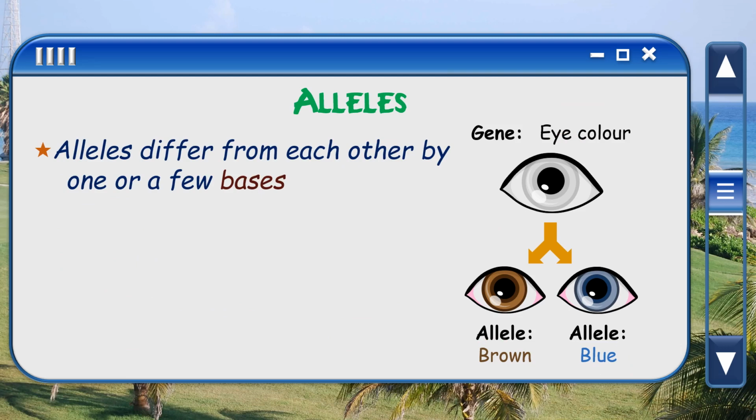So alleles differ from each other by one or a few bases. You have an allele for brown color or an allele for blue color. They have similar bases, but they differ by just a few bases. All of them are eye color. It is the same gene of eye color, but these are the alternative forms: the allele for brown color and another allele for blue color. Eye color forms the gene, and the different colors form the alternative forms of the gene. Therefore, we refer to those as alleles.